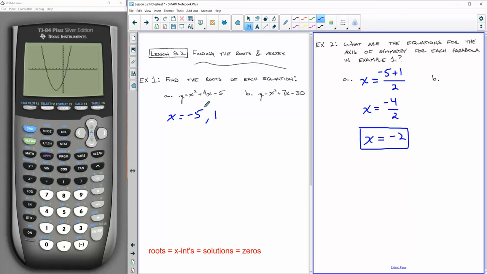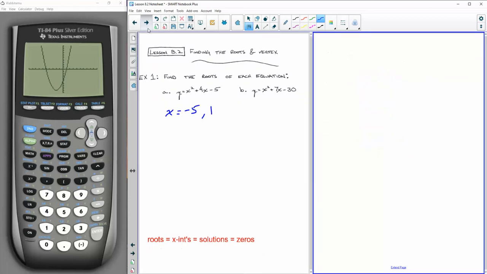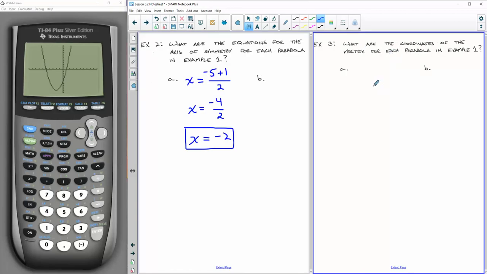All right, let's keep moving. What are the coordinates of the vertex for each parabola? Well, we know that the x value of the vertex is -2 because it's on the axis of symmetry. So let's go trace -2, enter. So it's right there. There it is. That's the vertex, -2, -9.